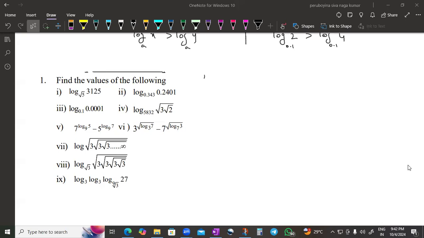So let's see, first problem we are going to solve. Log of 3125 base root 5. So root 5 means 5 power 1 by 2, right? And 3125, how can you express 3125 as a base 5?